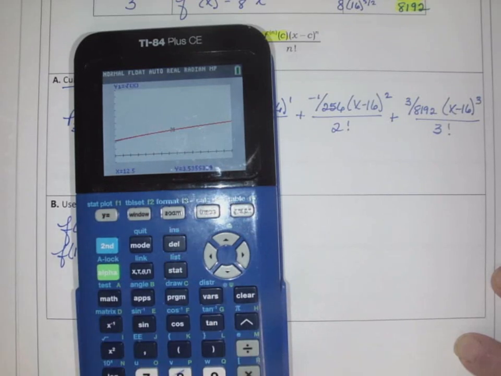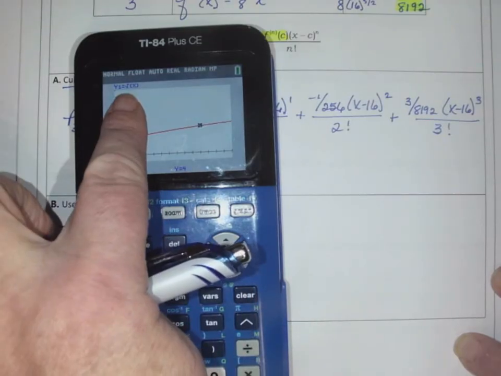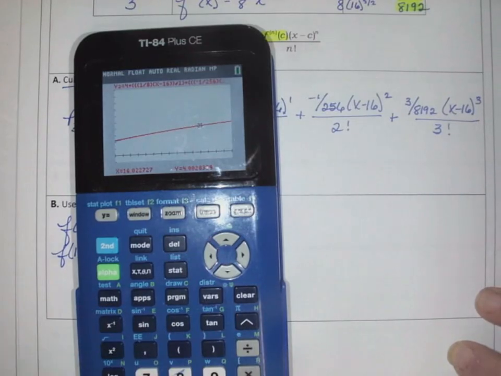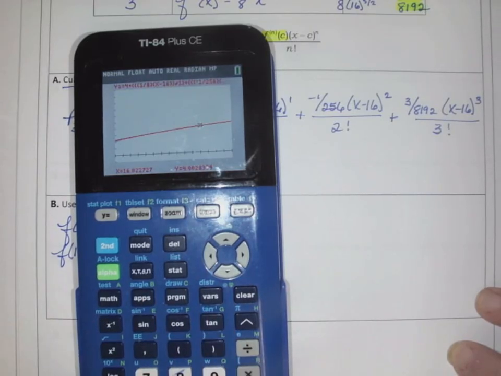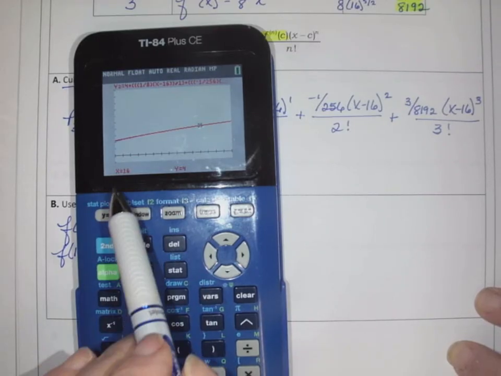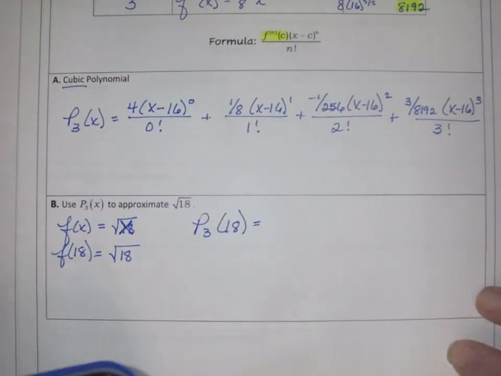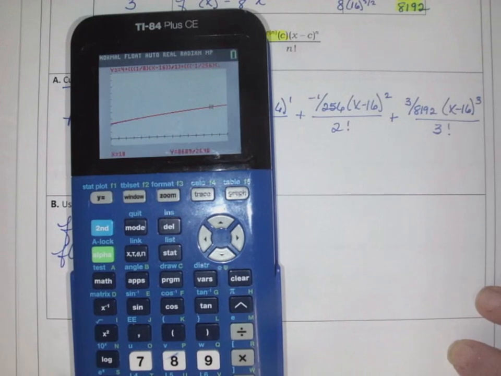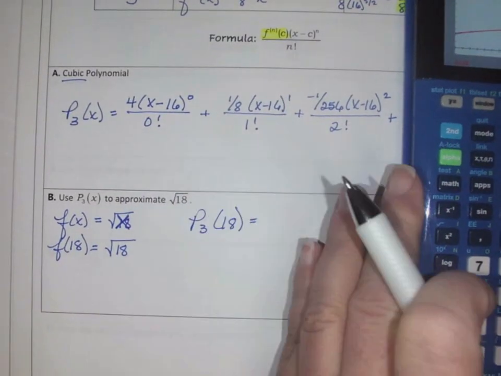Now, if we trace to where we're at 16, our y value on our function is 4. That's our function equation up there. And our y value on our polynomial, let me trace to 16. There we go. Our y value at 16 on our polynomial is 4 as well. Okay, but we wanted 18. So let me go down to this one and type in 18, and we get 8689. Let me turn that into a decimal.